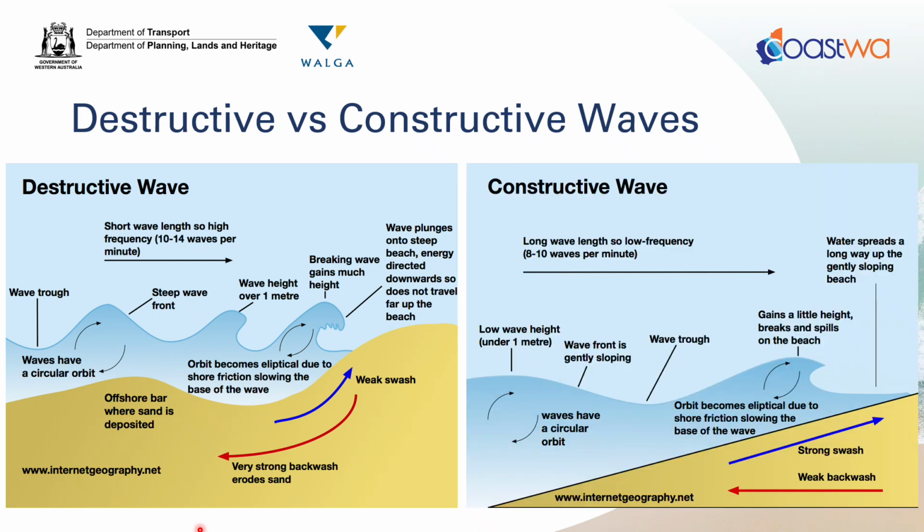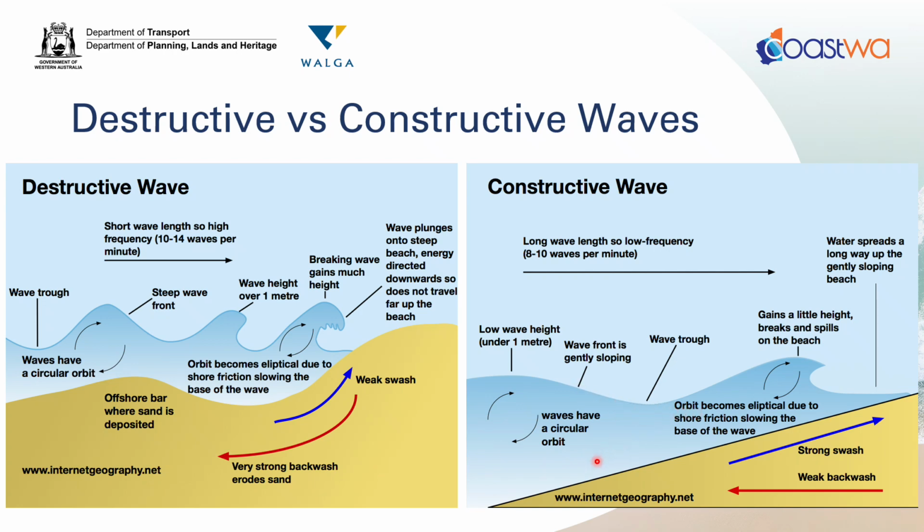So the constructive wave, on the other hand, is basically a wave that is a lower frequency. So it has a higher wave period. We're talking about wave periods that are probably more like 8 to 12, 13 seconds along the Western Australian coast. So we can have low wave heights. We can have gently sloping wave fronts.